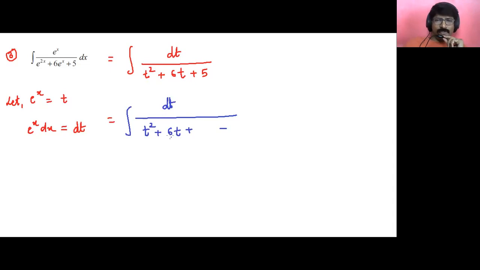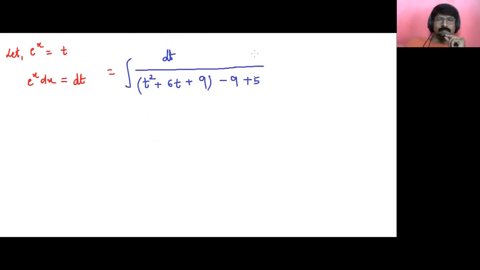6 half is 3, 3 square will become 9. So once we add it and a second time subtract it, it does not make any difference, isn't it? Plus 5. I hope you got it. What is to be done? Now student, this is a perfect square and we'll have to write it in the format of a perfect square. Now how to do that, we'll see in the next step.